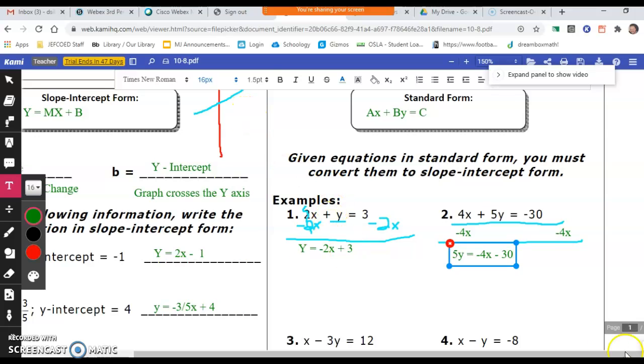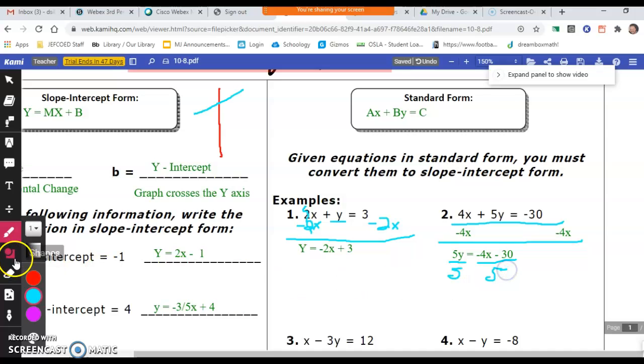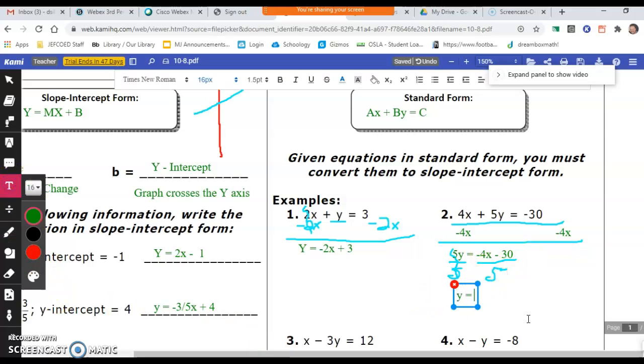It's all the same. Now, looking at this, y is not by itself. Okay, y is not by itself. So to get y by itself, you guys know we're going to end up having to divide by 5. Okay? Now, once you divide by 5, you know those 5s are going to cancel out, and it's really going to give you 1. So we end up with y equals.